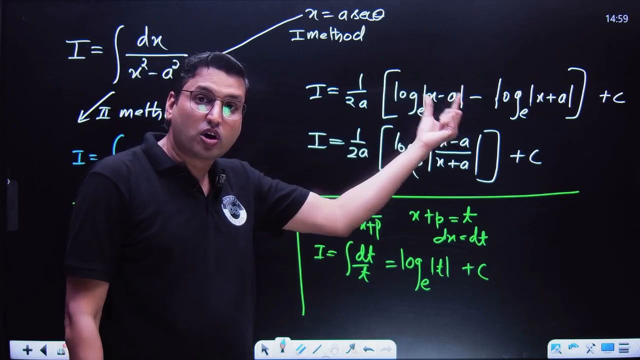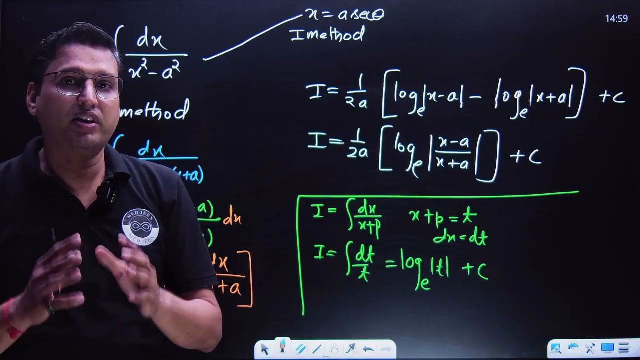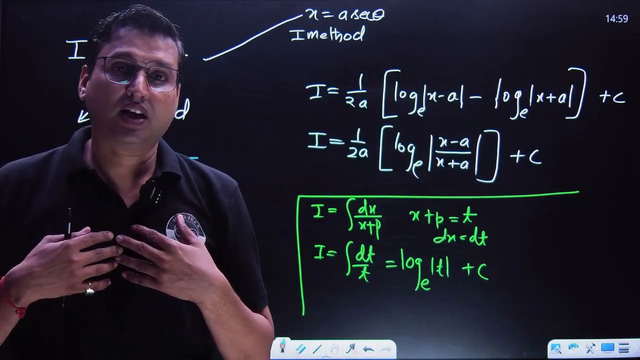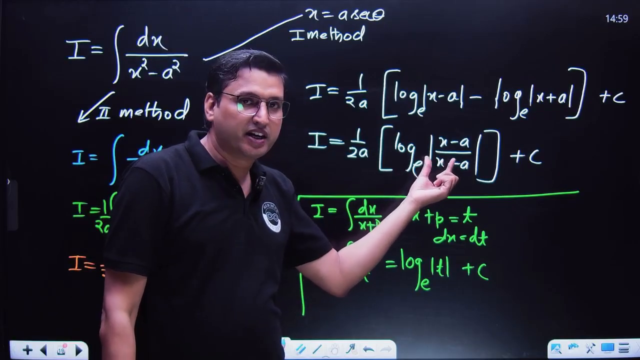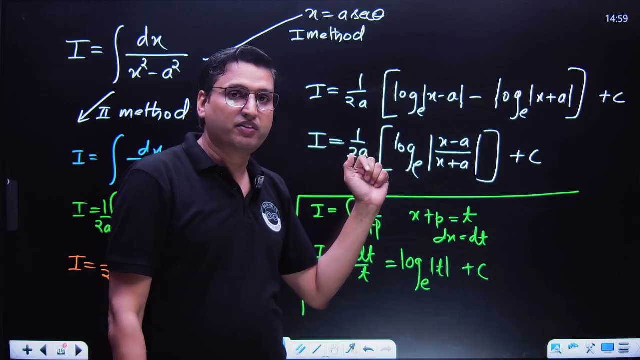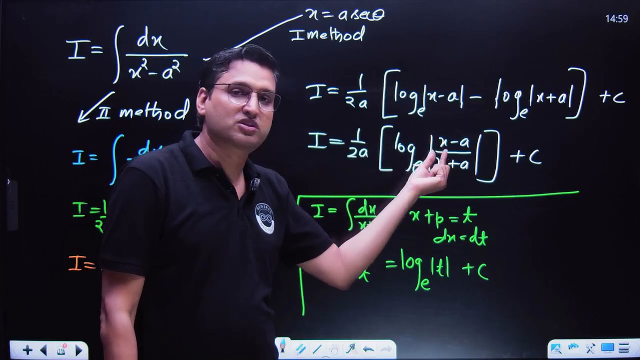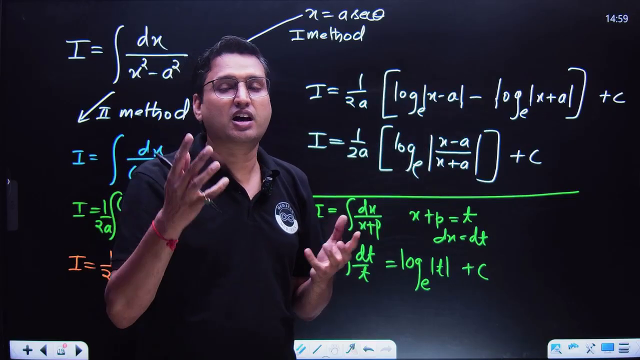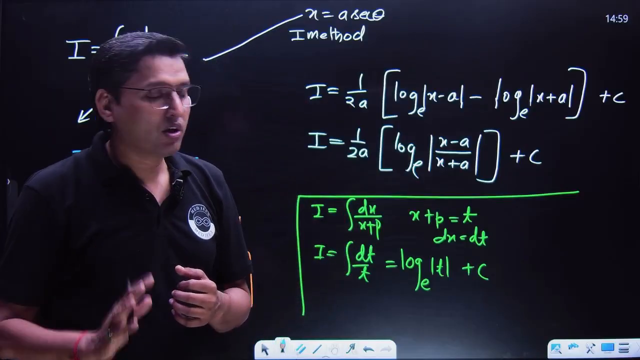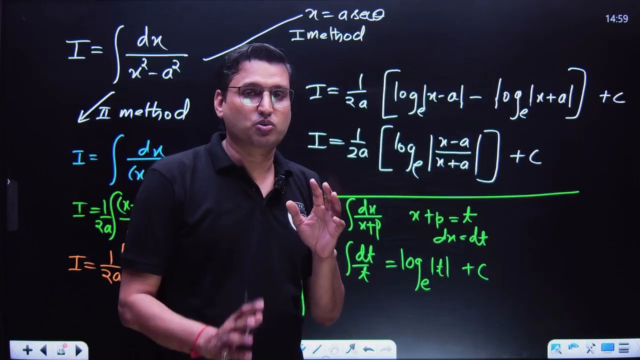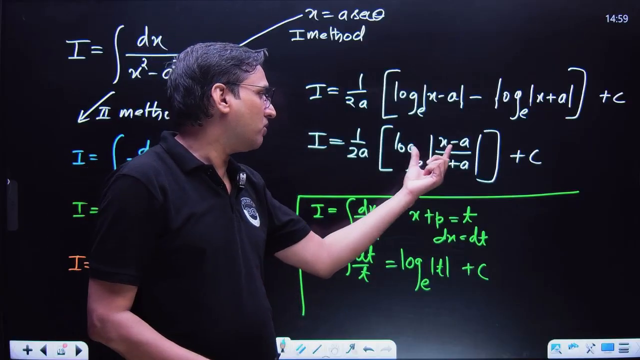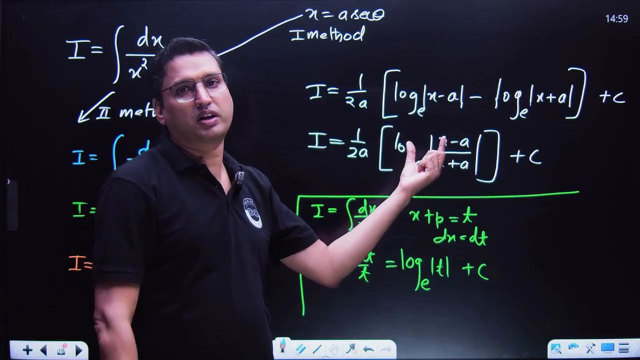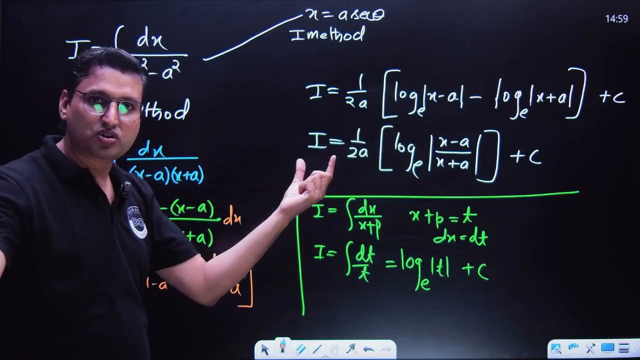Mod of. What is the reason we keep the mod over there? Since it is an indefinite integration, we don't know the value of x, and the difference can come out negative also. To replace that negative situation we substitute modulus, so that whatever quantity comes becomes positive. Is it clear? Is this understood?